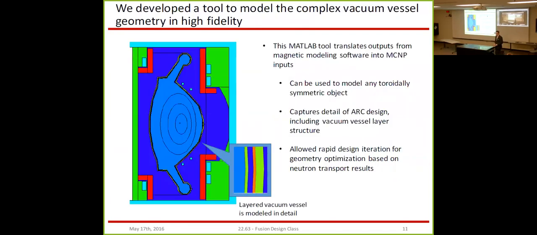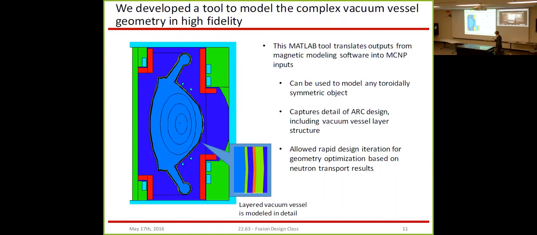In order to do this, we had to develop a tool that would take outputs from a CAD program, or just sets of points that define a geometry, and turn them into something that MCNP could understand. The way this was done is we wrote a MATLAB script that takes the points along here and turns them into macrobodies, which MCNP can then interpret as closed volumes that it can transport neutrons through.